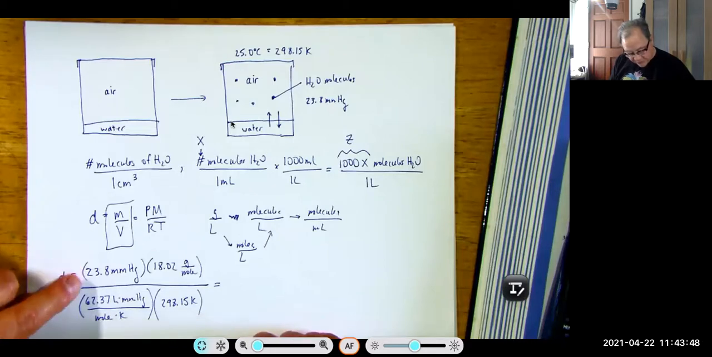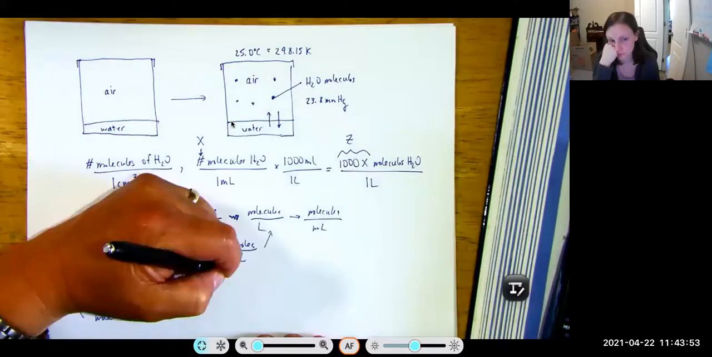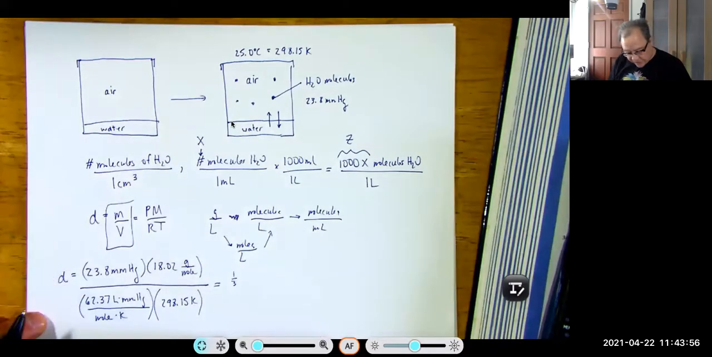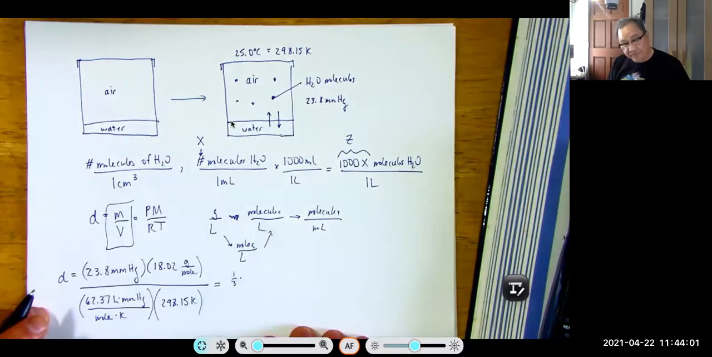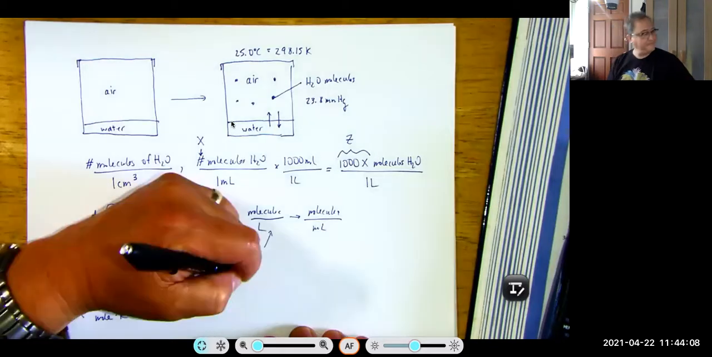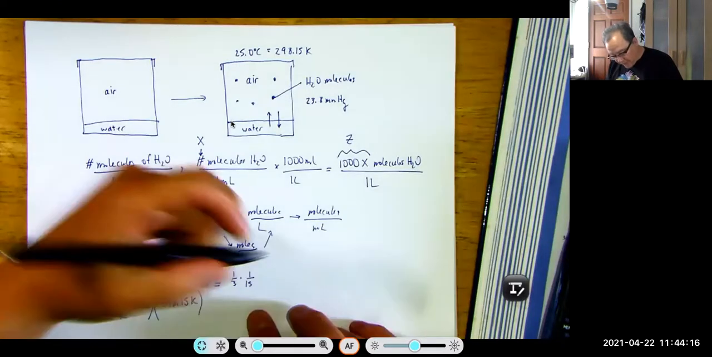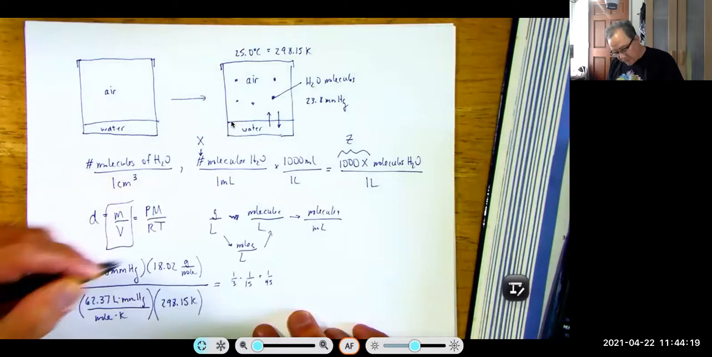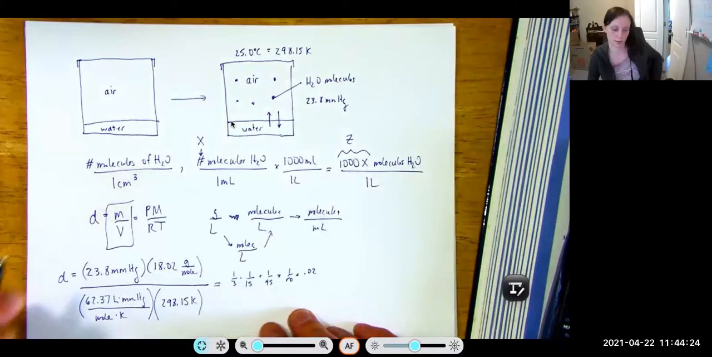23 goes into 62 how many times? 3. So I'm going to say 1 over 3. 18 goes into 298 how many times? 10. Or more than 10. Yeah, I'd say 1 over 15. So this is equal to 1 over 45, right? Yeah. Which is like 1 over 50, which is about 0.02. Oh, that's what I got.